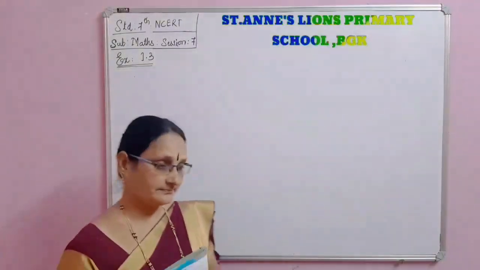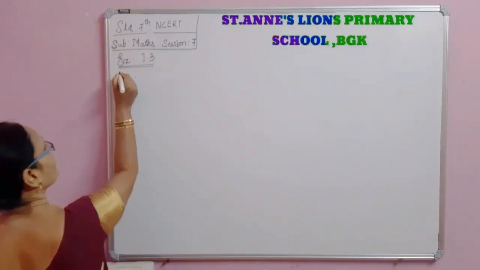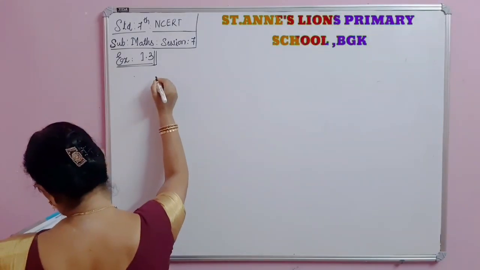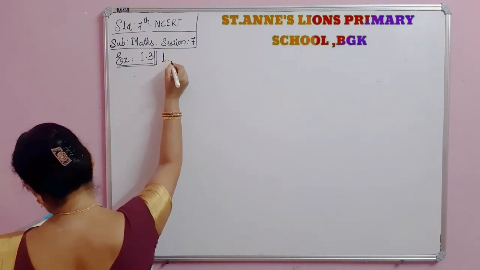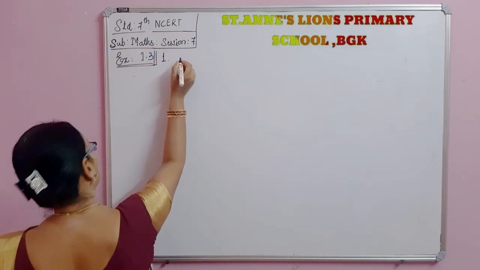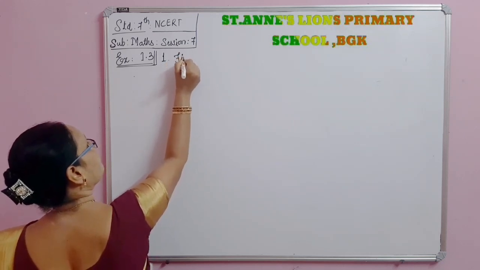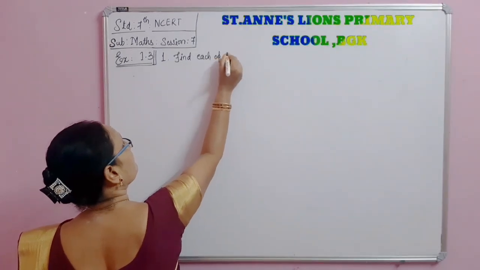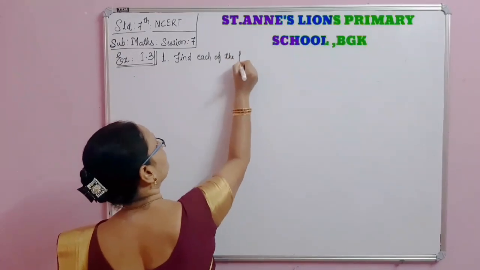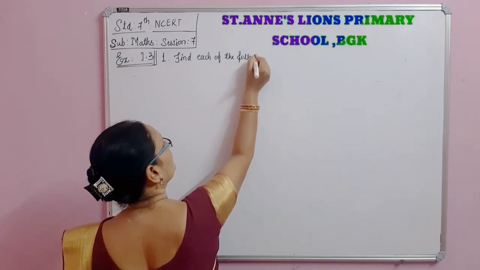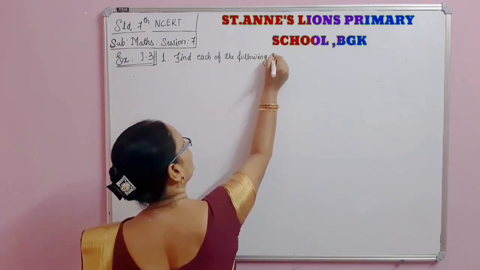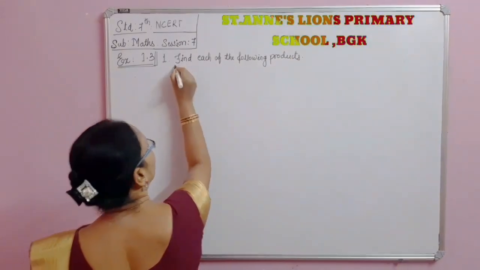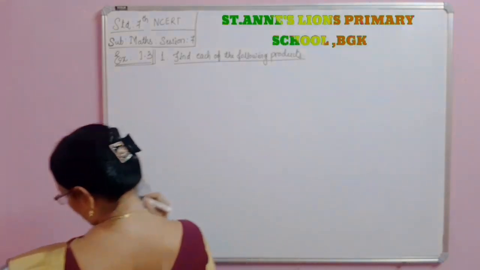So, first main, exercise 1.3, first main. Find each of the following products. Now we have to find out the products here.